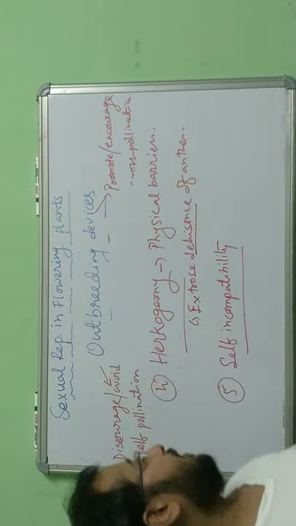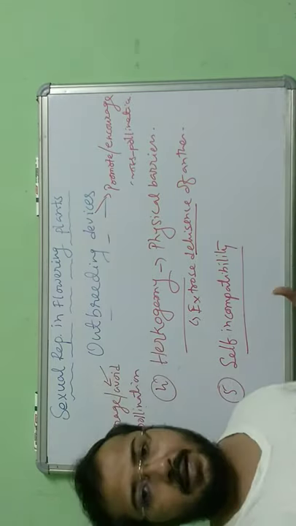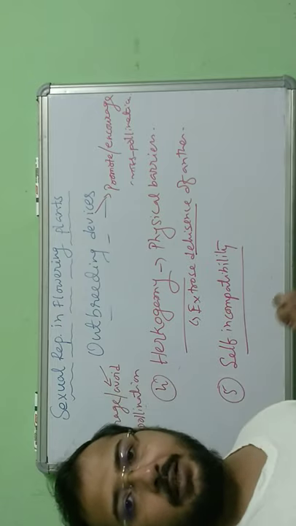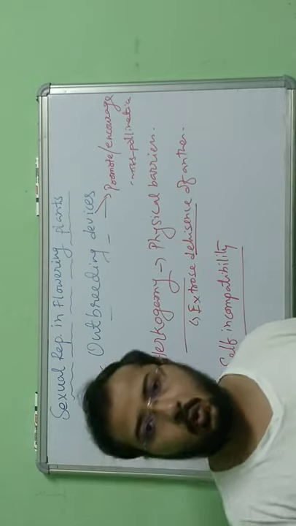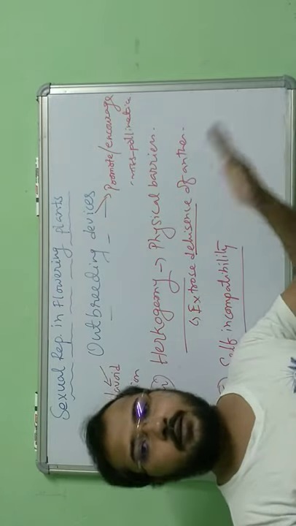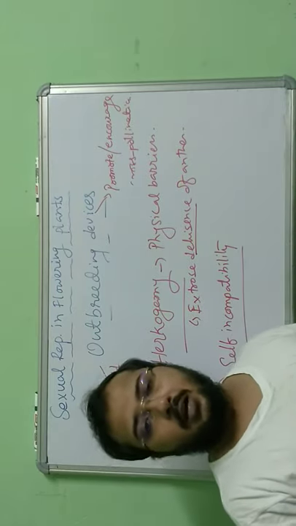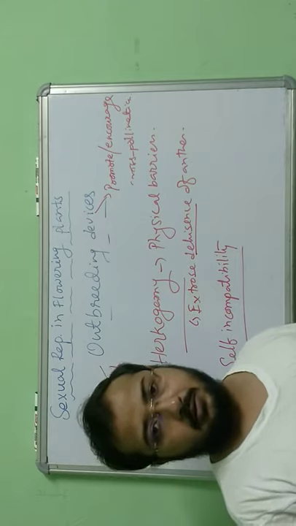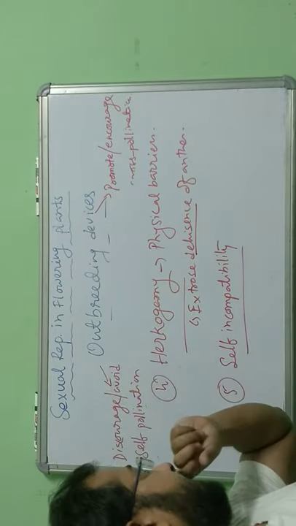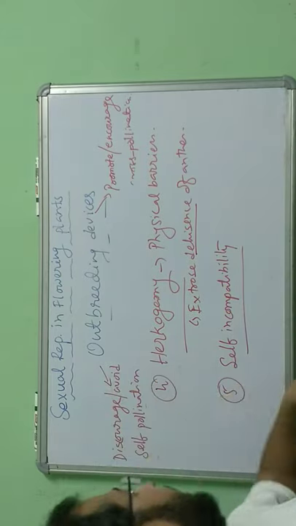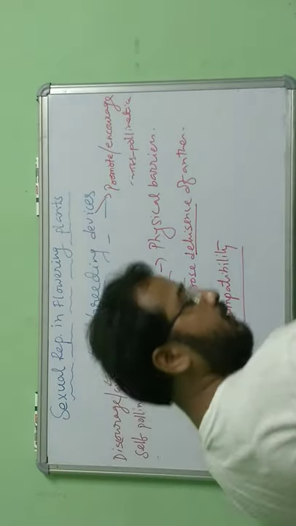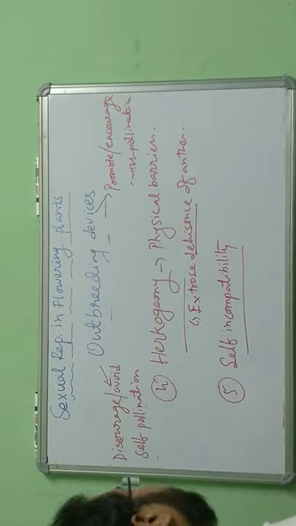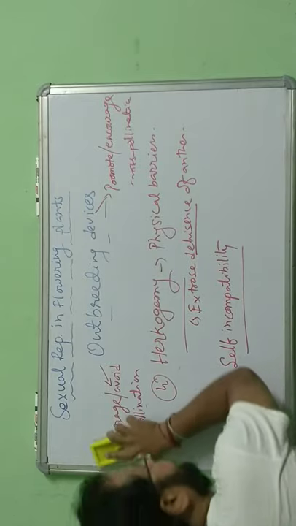So these are the 5 steps that I have discussed with you. These are the outbreeding devices, the initiatives taken by the plant on its own to avoid self-pollination and to promote cross-pollination. So in the examinations also, you will be writing the answers in these 5 points. Fine. Now our next topic, let's wrap this.